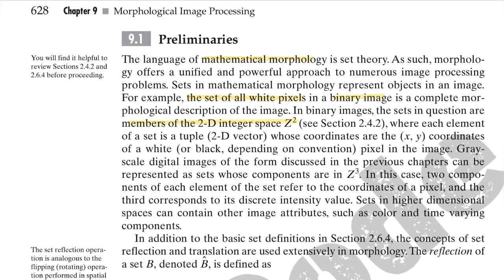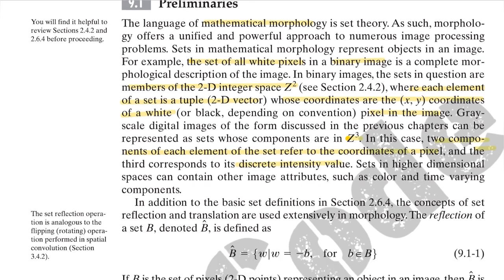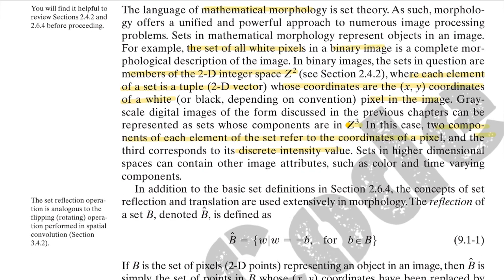Each element in Z squared is a 2D vector whose coordinates are the x, y coordinates of a white pixel. Grayscale images are represented in the form of Z cubed, where each element consists of two components: one refers to the coordinates of the pixel and the other refers to the discrete intensity value. And sets in higher dimensional spaces can capture other image attributes such as color and time-varying components.